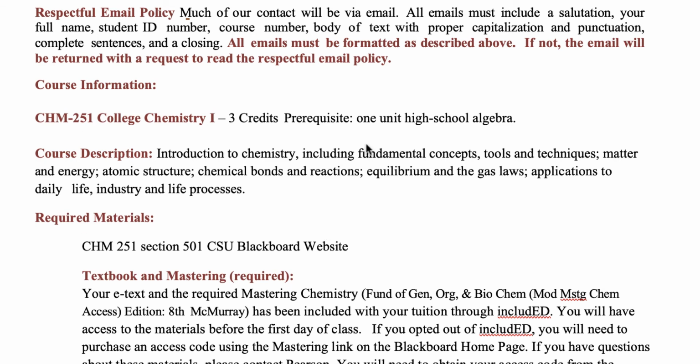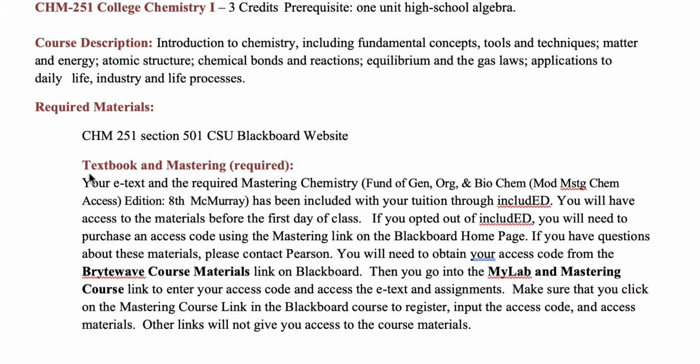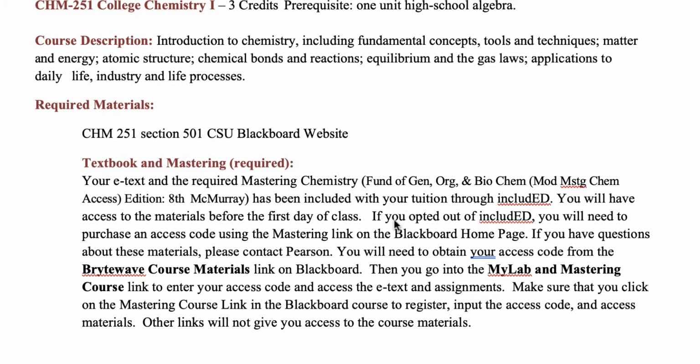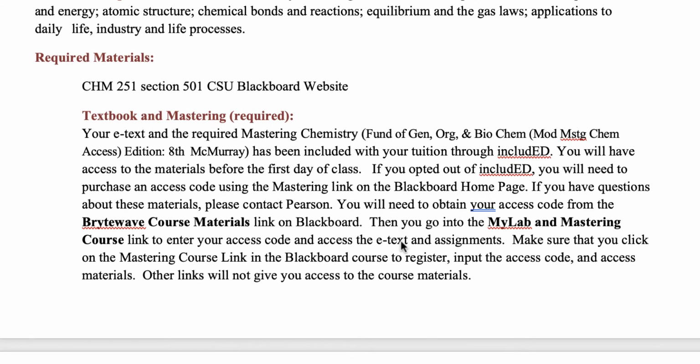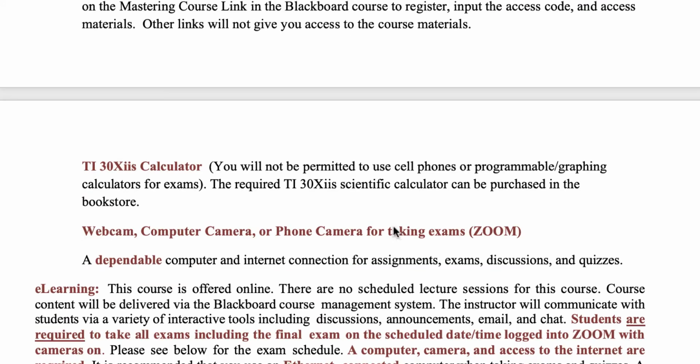Okay, so you can read all about the course description. As far as the required materials, you need the textbook and Mastering. That should have been included in your tuition. And if you opted out, well, you're still going to need to purchase the access code. And to do that, you need to use the Mastering link on the Blackboard homepage. So I'll show you in another video how to get your access code and how to access your materials.